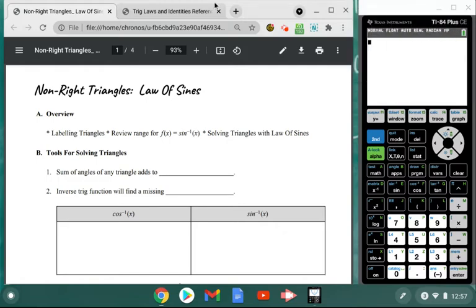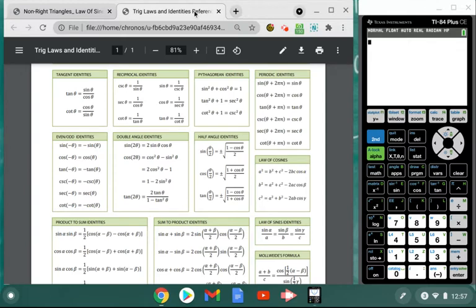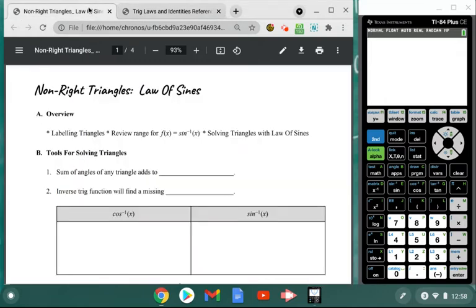I want to start by going to this trig identities reference that we've got, and you'll notice that you've got both laws over here on the right-hand side. So whatever reference you're using, go ahead and identify where you've got those rules written down so you can refer back to them. I want to start, though, by doing an overview of the techniques that we have so far.